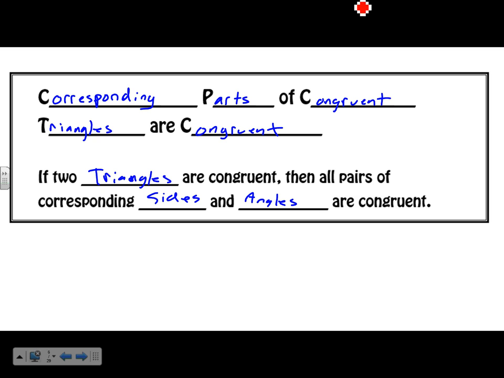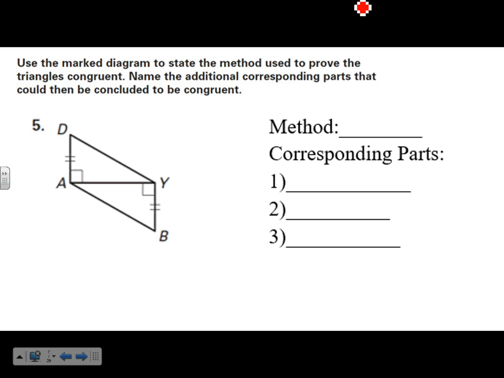So again, for all these proofs and examples that we're going to do, we're going to first prove that the triangles are congruent. Then it just takes one more step to say angles or sides are congruent. So this is what we're going to be doing a lot today. We're going to say that they're congruent, and then we're going to list all the other corresponding parts that they don't list in our figure. So first, we need to prove that these are congruent. Use the marked diagram to state the method used to prove the triangles are congruent. Name the additional corresponding parts that should then be concluded congruent.